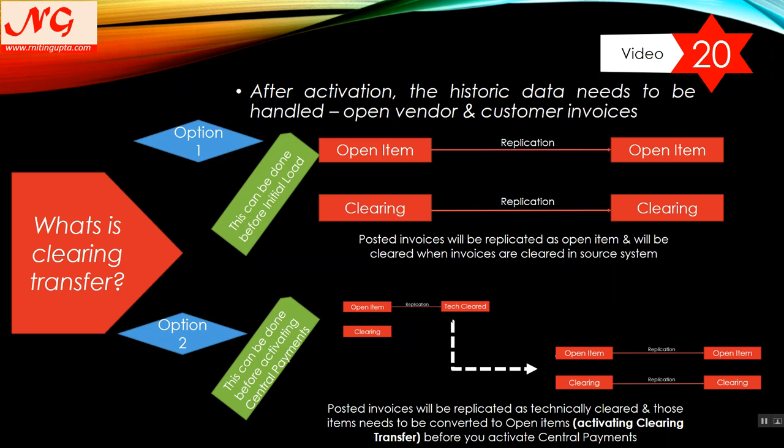But you have another option, which you can choose before activating central payment: your open items are replicated as tech cleared, and you continue your payments from the ECC system itself. But when you are activating central payment, you need to decide: now my invoices are coming as tech cleared, but I need to open the invoices in CFIN and close them in source, because in future your payment system is central finance.